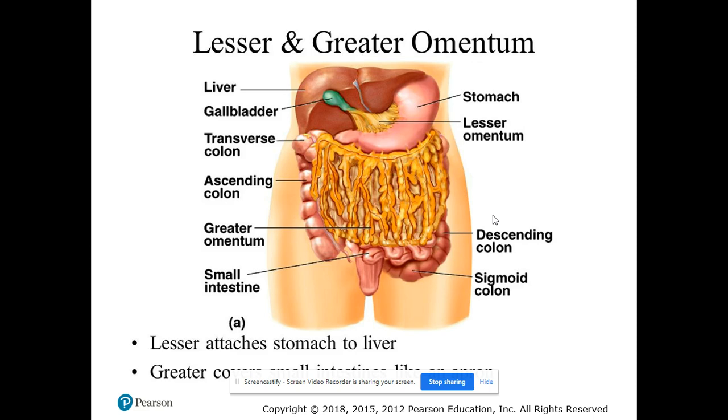Here, I got this picture off the internet because I think it does a great job to show where your two omentum layers are. For your lesser omentum, you're going to see up here on the lesser curvature of your stomach, it helps attach it to the liver. Down here, your greater omentum covers your abdominal cavity. You can spot it as yellow. It's like an apron and it hangs down over those organs.